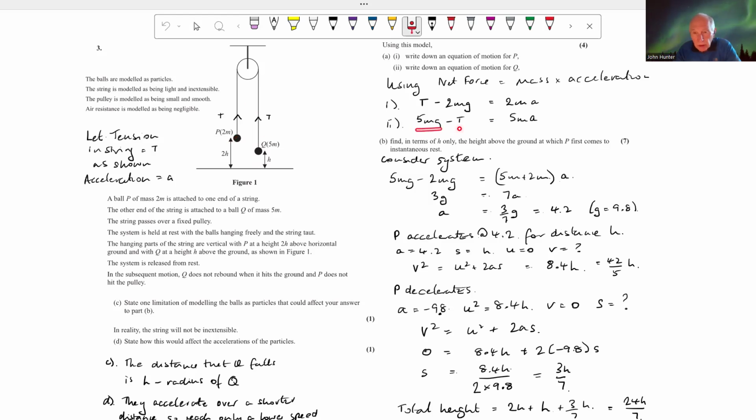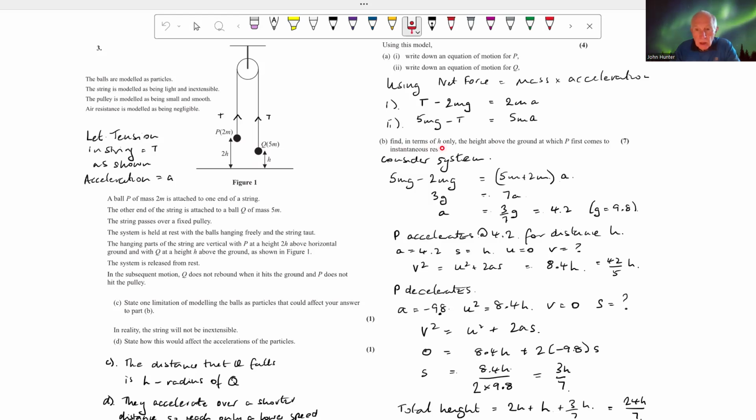And then we've got a similar thing for Q, but being downwards: 5mg minus T is equal to 5ma. Okay, so those are the equations of motion. I would argue that equations of motion should really be kinematics equations, not related to force and mass, but that seems to be a moot point. So if you are asked for an equation of motion, you need to keep an open mind as to what the examiner's actually looking for.